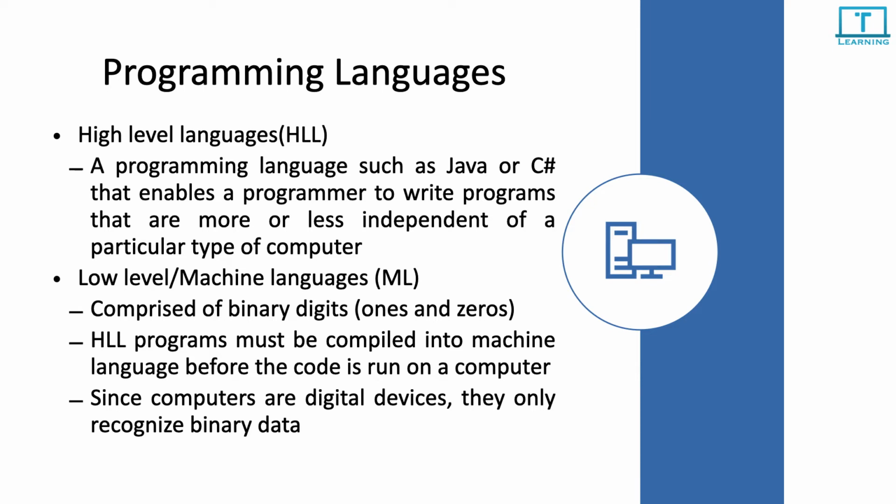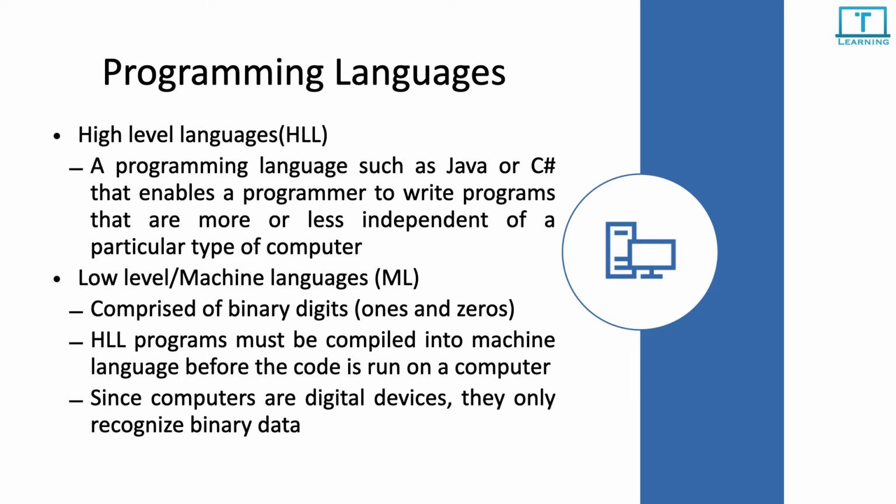Alright, now let's broadly classify the programming languages into two: high-level languages and low-level or machine languages. The languages that programmers use to write programs are called high-level languages. For example, C++, Java, or C#. The programs that we write in high-level languages cannot be executed directly on the computer because computers are digital devices and they recognize only binary data, meaning zeros and ones. So, how do we execute the programs we write?